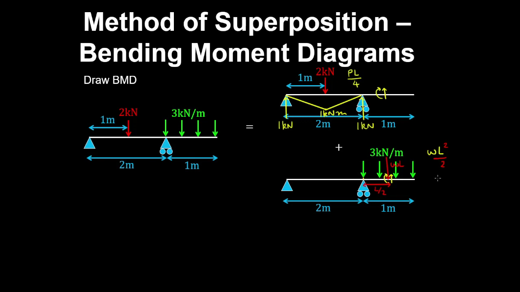So in this case here, the bending moment is 3 kilonewton per meter by the length gives the resultant, by the length on 2 gives the bending moment at the support. And because of the uniformly distributed load, the bending moment diagram is parabolic. So here it's 1.5 kilonewton meters.